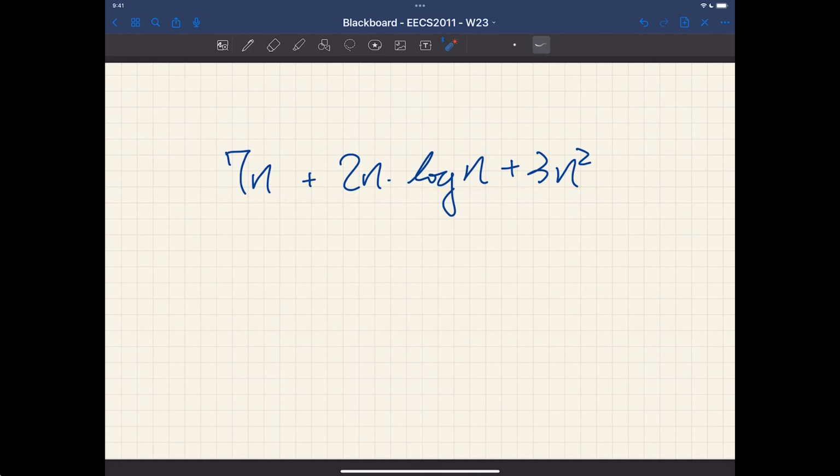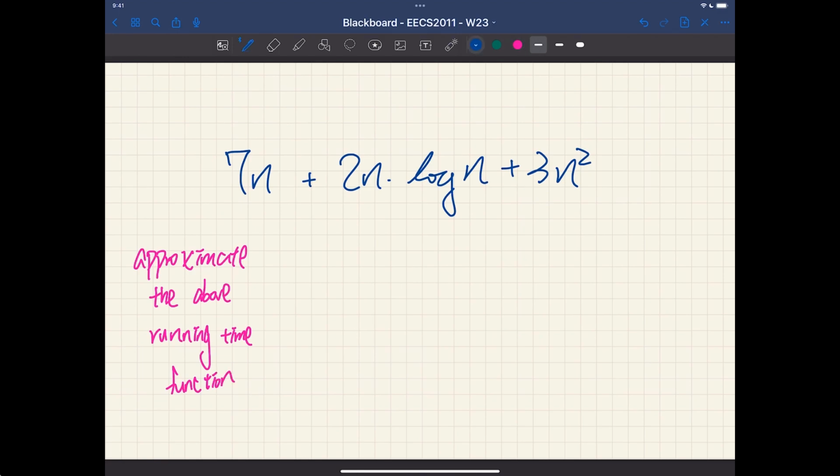Let's say there are different ways I can ask. One way would be: approximate the above running time function. So why is that a running time function? You can take a look over here. The n over here is the input size.